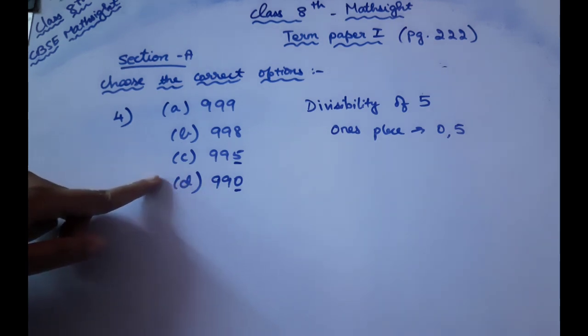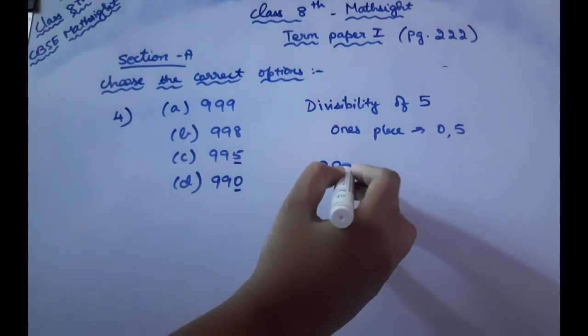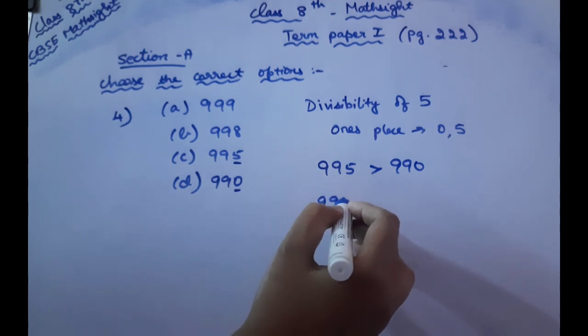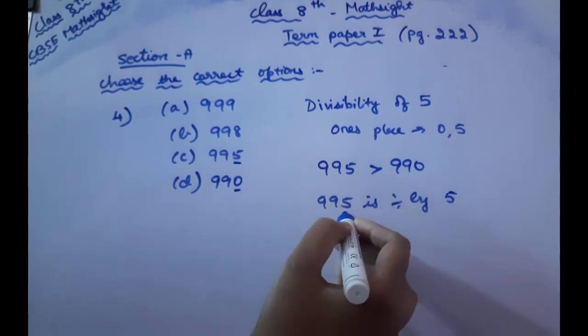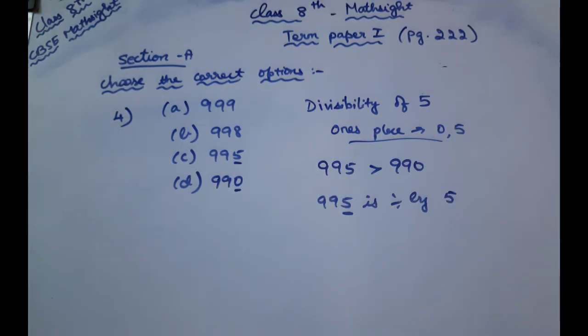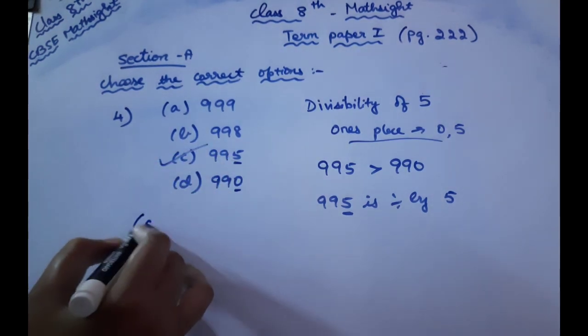They are asking for the largest 3-digit number. We can see 995 is greater than 990, and 995 is divisible by 5 because we have 5 in the ones place. Whenever we have 5 or 0 in the ones place, the number will be divisible by 5, and the largest 3-digit number is 995. So option C is the correct answer.